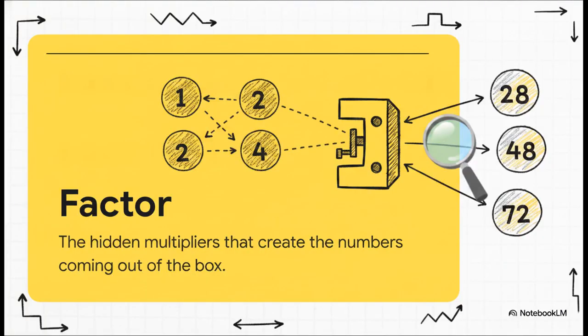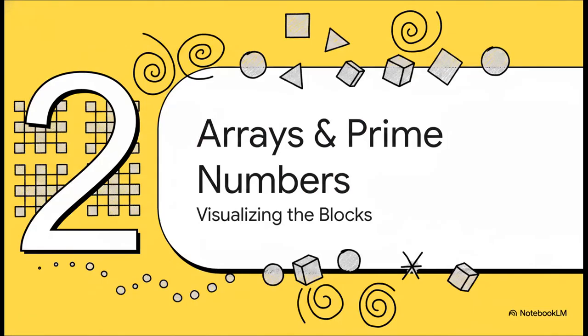So the crucial point here is that those hidden multipliers we just guessed, 1, 2, and 4, are actually called factors. A factor is simply a number that multiplies with another to get a specific product. Since 1, 2, and 4 perfectly multiply into 28, 36, 48, and 72, they are factors of those numbers. And because they work flawlessly for all of them, our source notes they're known as the common factors of that group. Makes sense, right? Moving right along to Section 2, arrays and prime numbers, visualizing the building blocks.